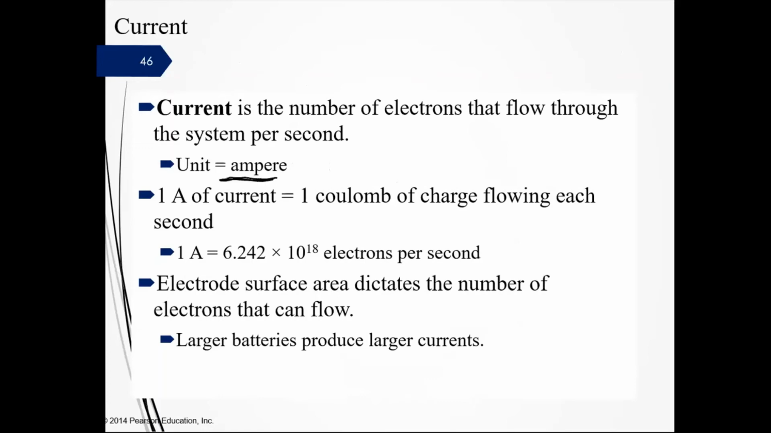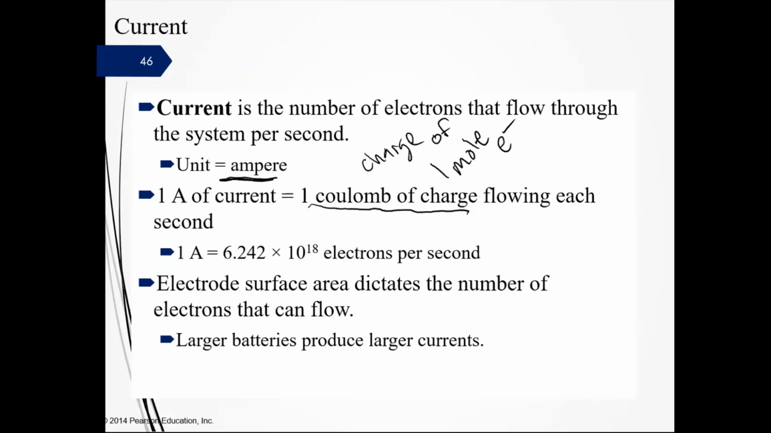Now an amp is really the amount of charge per second that's flowing. And we call it a coulomb because a coulomb is the charge of 1 mole of electrons. So an amp is defined as 1 mole of electrons traveling per second through that period of time.